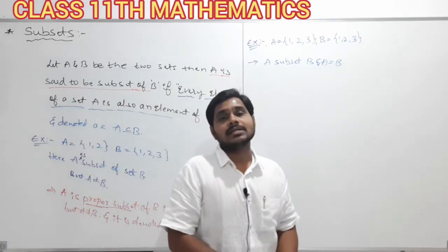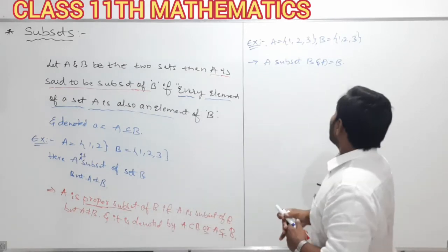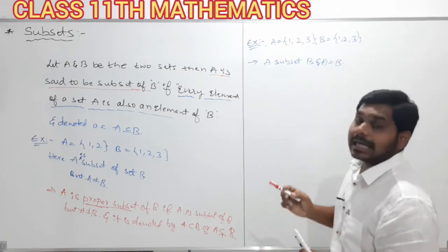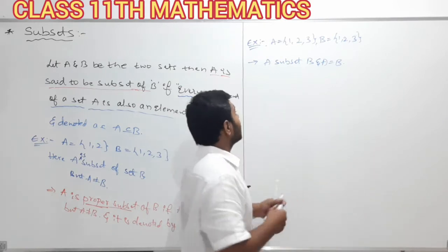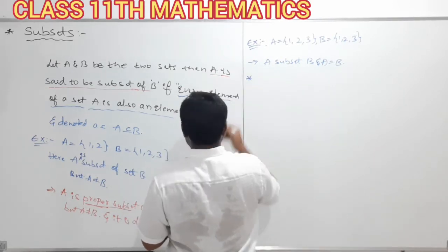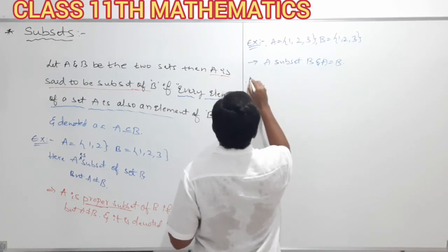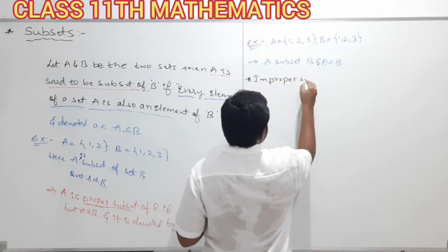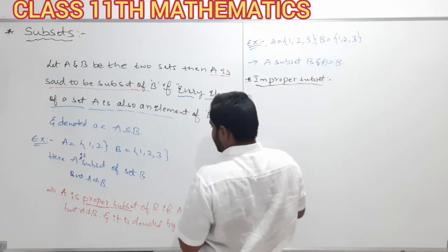And now, my dear students, you can observe, if A is a subset of B, and if A equals B, then this case we call an improper subset. So next we are going to discuss improper subsets. What is meant by improper subsets? Please remember, my dear students, what does improper subset mean?